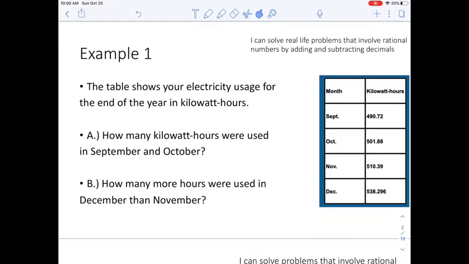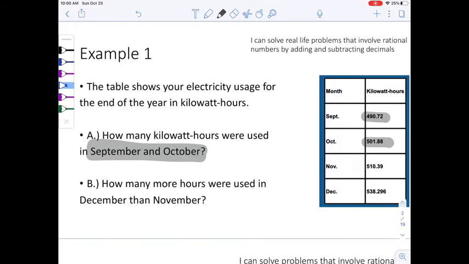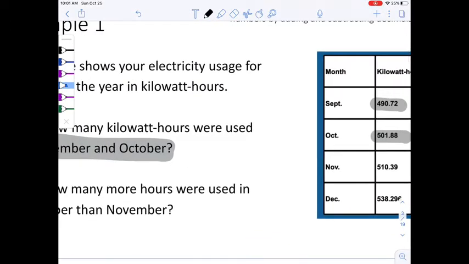So some examples. The table shows your electricity usage for the end of the year in kilowatt hours. How many kilowatt hours were used in September and October? So we know that if we're finding the total amount of hours for these 2 months, we're going to have to add those. So September has 490 and 72 hundredths. October has 501 and 88 hundredths. So I'm going to line up the decimals and then treat it like a normal addition problem.